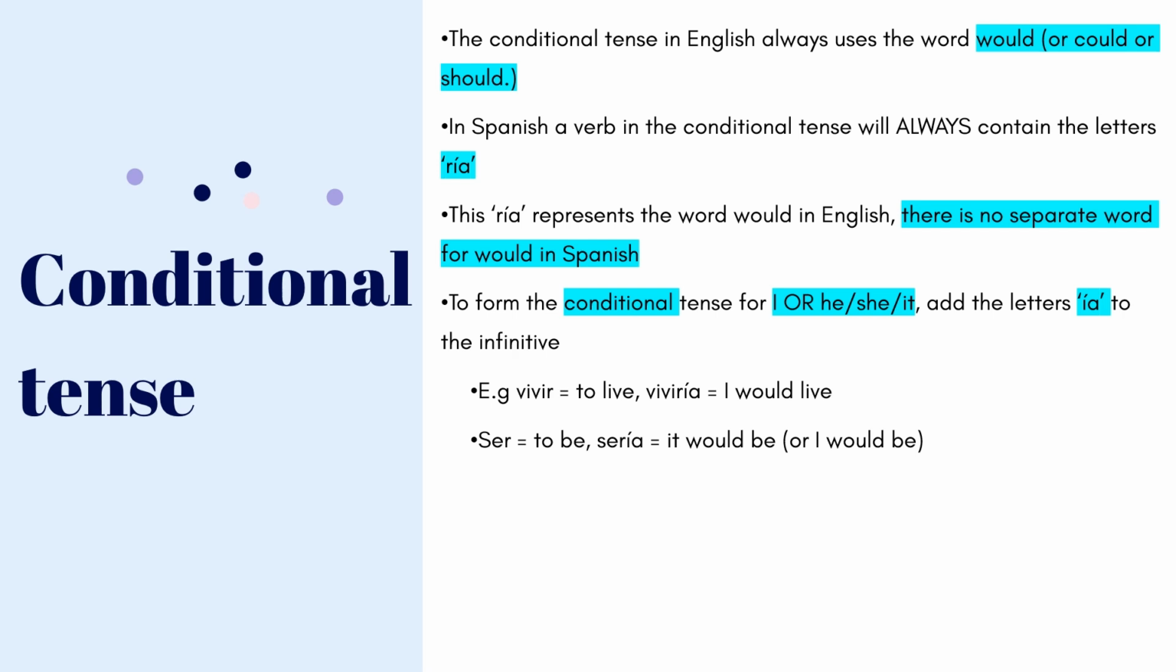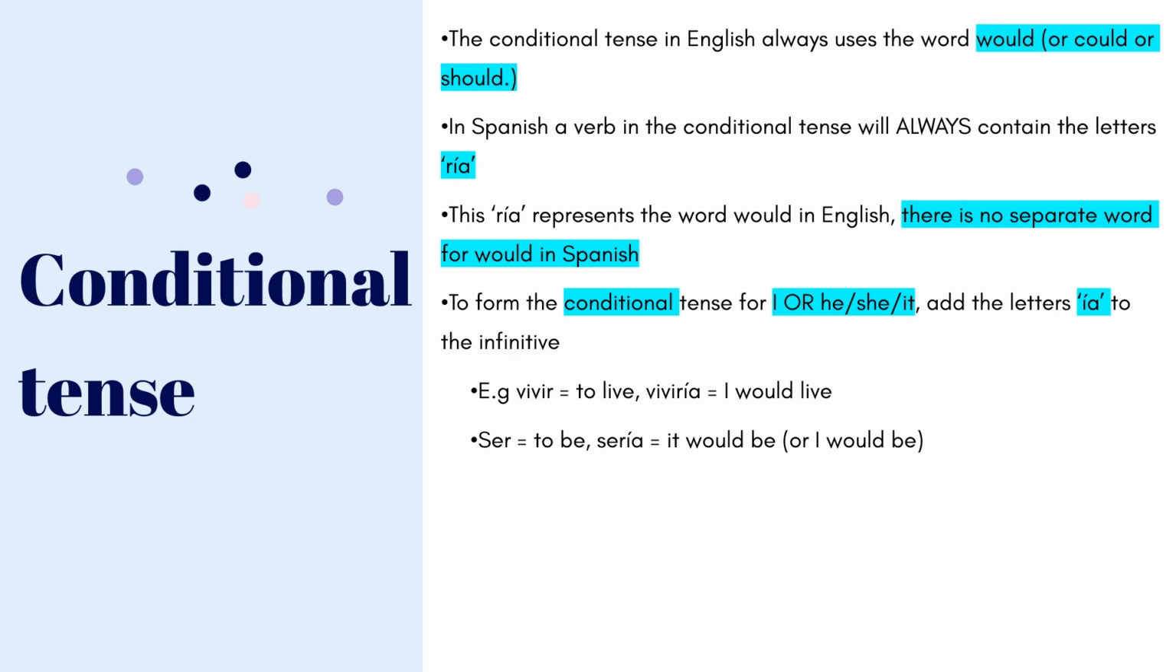You add the letters IA to the infinitive. And because it's adding to the infinitive, for example, vivir is to live, viviría is I would live, we get the R from the infinitive. So even though I'm only adding the letters IA, the R is already there because it's in the infinitive. So that's where our 3 letters RIA comes from.